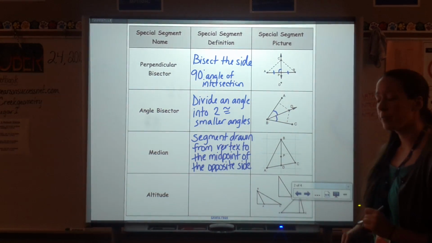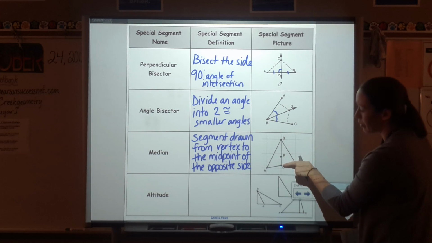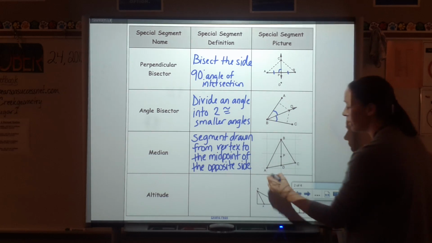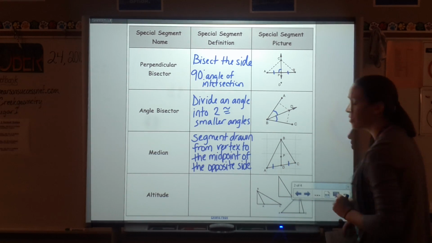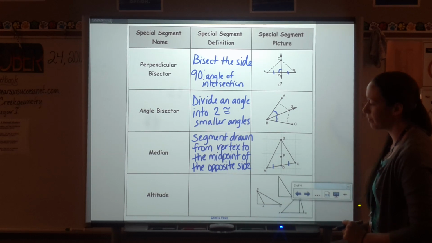Take a look at your picture. If we connect the vertex B to the midpoint of the opposite side, that means point D is the midpoint of segment AC, and we can go ahead and put tick marks on each piece there. AD is congruent to DC.